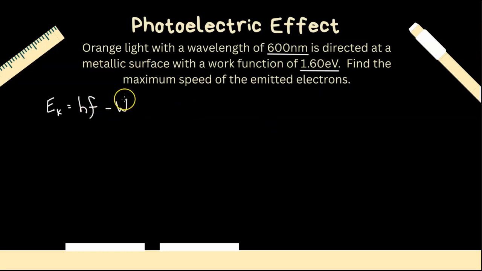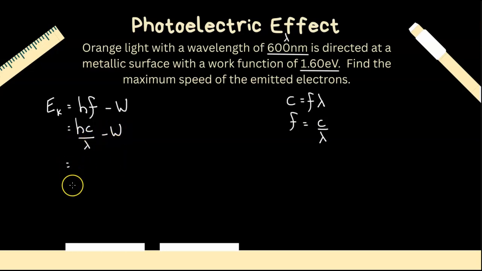In this case we're given wavelength, not frequency, but that's okay because we can use the wave equation, which is the speed of light equals its frequency times its wavelength. If we rearrange this for frequency by dividing both sides by wavelength, we get c over lambda. So we can replace that in this equation, and we'll have hc over lambda minus the work function.